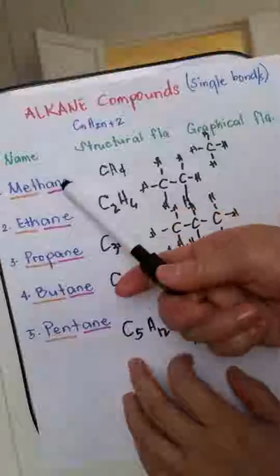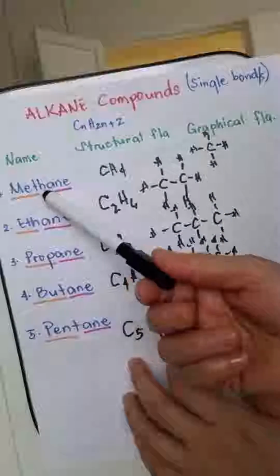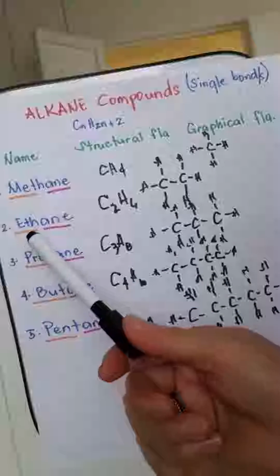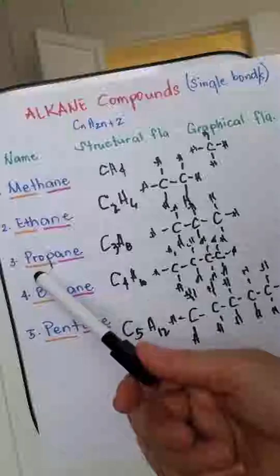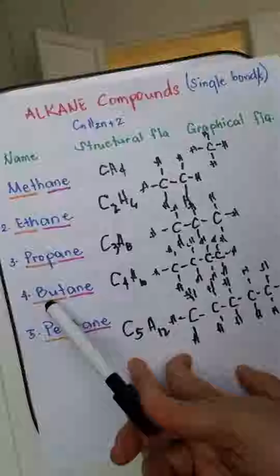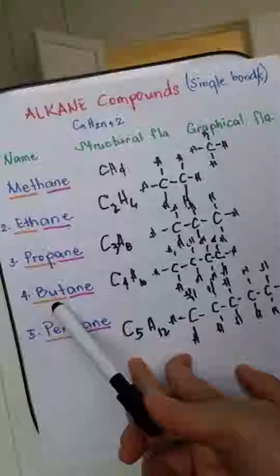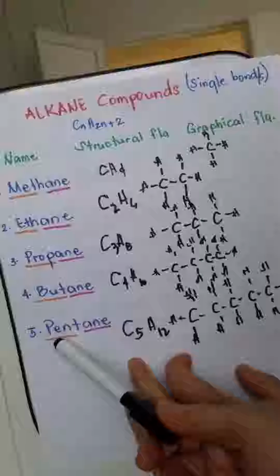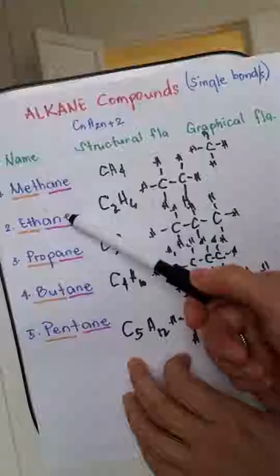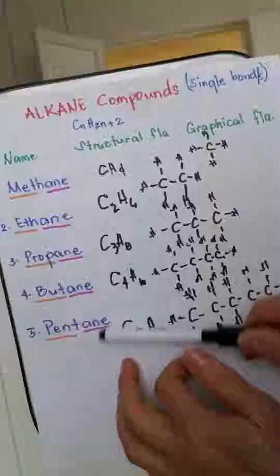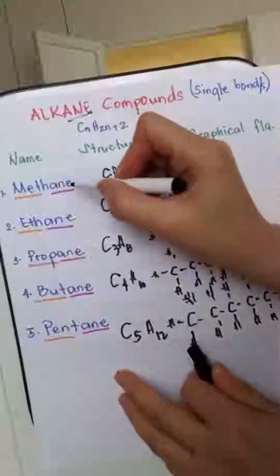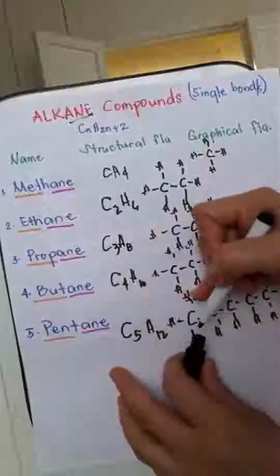Again, if you have 1 carbon atom, the name of the alkane compound is methane, with the prefix meth. If you have 2 carbon atoms, the prefix is eth, if you have 3 carbon atoms, the prefix is prop, and if you have 4 carbon atoms, the prefix is but, as well as if you have 5 carbon atoms, the prefix is pent. And also take note of the suffix. The suffix of the alkane is -ane. Therefore, the compounds under the alkanes must also have the suffix -ane.